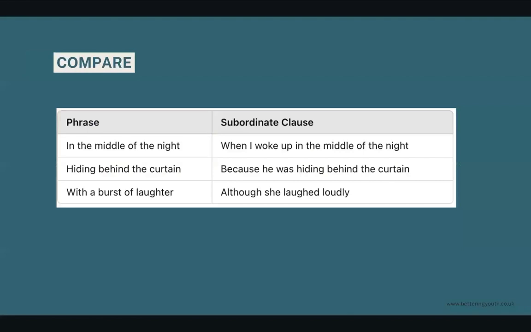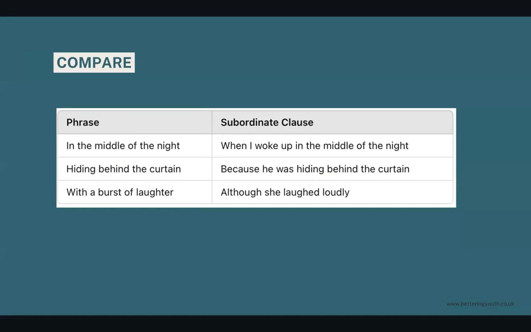Let's keep going. Okay, let's compare them. A phrase: in the middle of the night. Is there a verb here? A subordinate clause: when I woke up in the middle of the night. Oh, right away, I can spot my subordinating conjunction, my I saw wubub. Can you? If you said when, then you are correct. Not only does it have a verb, woke up, but it also has a subject, I.